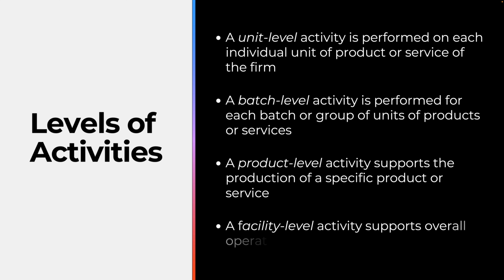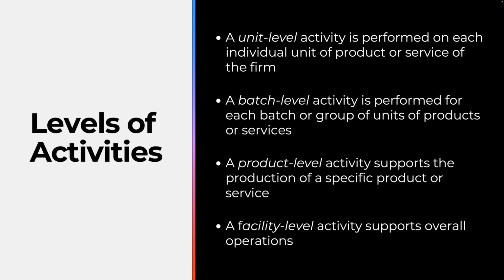And finally, we have facility level activities, which support overall operations. These are things like depreciation of the factory itself, security costs for the entire factory, insurance and property taxes for the entire factory, or the salary of a plant manager. It's useful to think of all of our different activities in one of these categories because it can help us identify what activities would be good measures or good cost drivers that we can use to eventually allocate our costs.